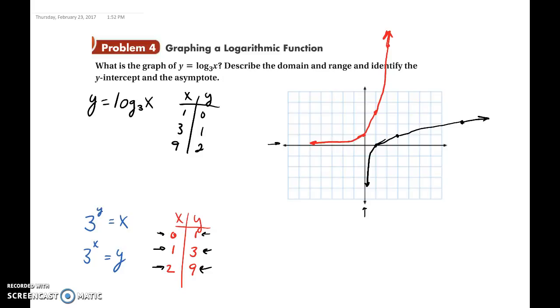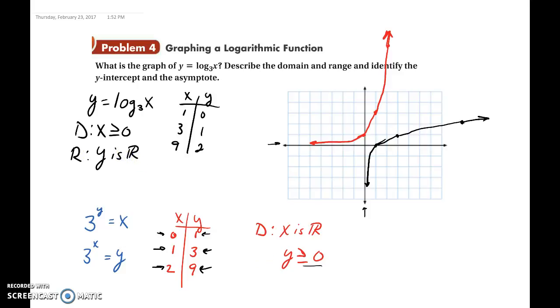Now, it says identify the domain and range. Well, for the red graph, our domain for our exponential, we know x is all reals. And our y values, in this case, since there's no transformation, our range is y is greater than 0. So then for our graph of our logarithm, we know that our domain and our range switch. So x is now greater than 0, and y is all reals.